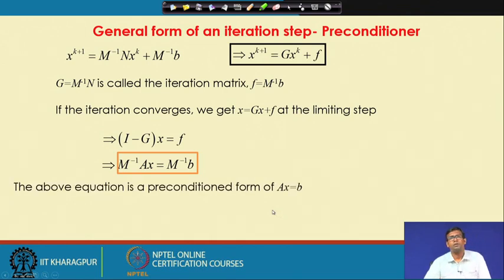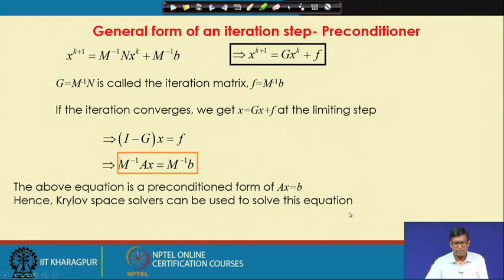The above equation is the preconditioned form of Ax = b. Hence, Krylov space solvers can be used to solve this equation. So, one very smart, very quick approach will be to do a few Jacobi or Gauss-Seidel iterations and get something like M inverse A x = M inverse b. This M inverse is not exactly the same, this is (I - G) M inverse A, because unless convergence you have not reached x = Gx + f, but this will be close to that. So, this will be a preconditioned system and we solve it using Krylov space solvers.